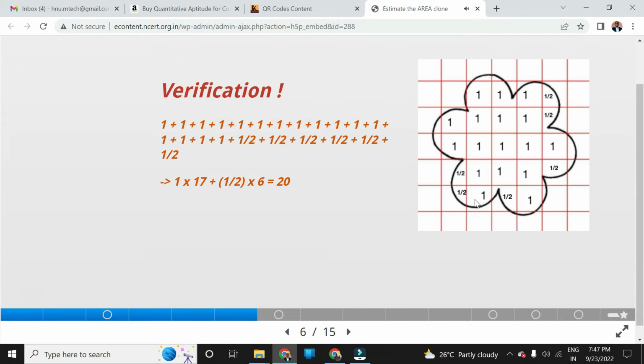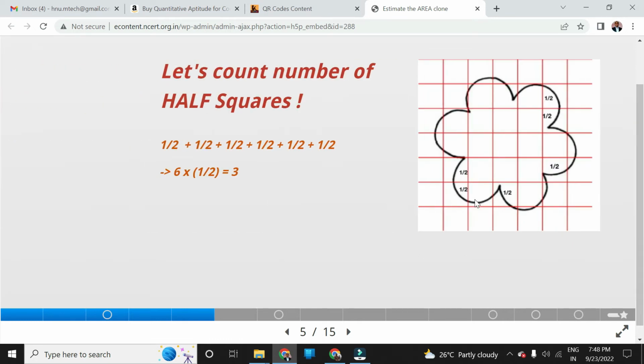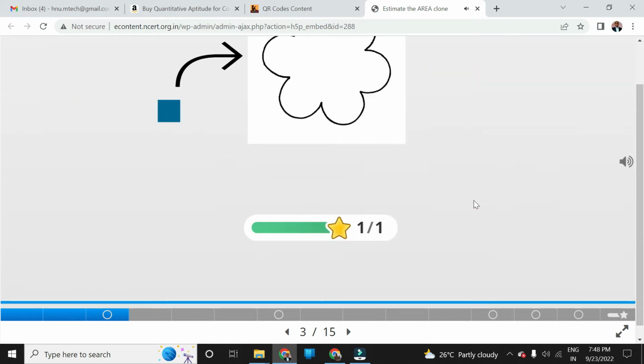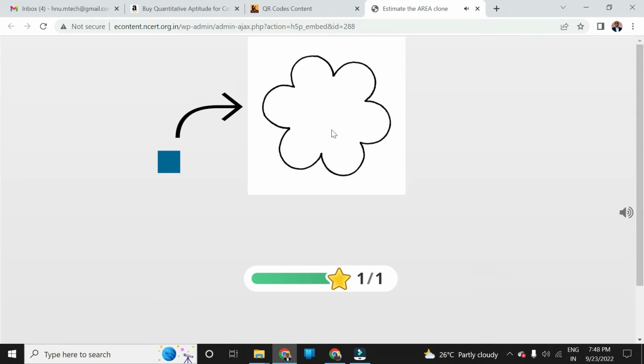And now let's verify. See the marked squares and count them. Add all these 17 and then plus half into 6. Half into 6 is 3. So 17 plus 3 is 20. Okay, so like that you have to estimate. Estimation should be done with the help of a grid diagram, whatever grid you have here, which is missing in the first figure.